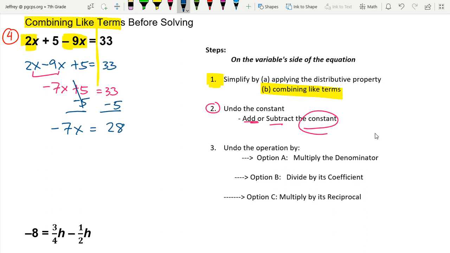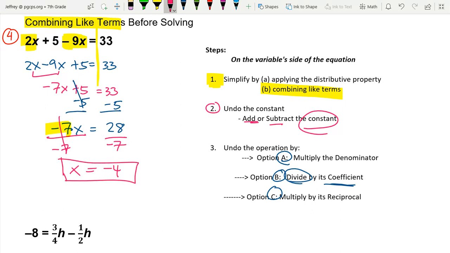Now, what do we do next? Step 3. Step 3 means either do we do option A, B, or C? And this is negative 7 times x, so we do option B. Opposite of it is to divide by its coefficient. So we divide by negative 7. Okay, so that's going to be negative 7 over negative 7. So negative 7 divided by negative 7 simplifies to 1, is equal to 28 divided by negative 7. That should give you negative 4. So our answer is x is equal to negative 4.